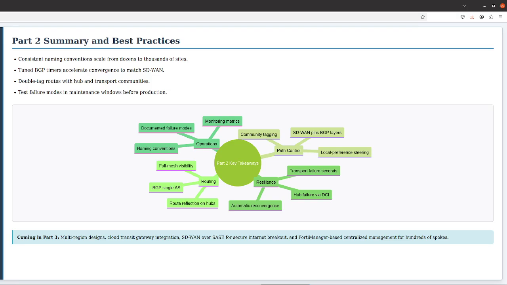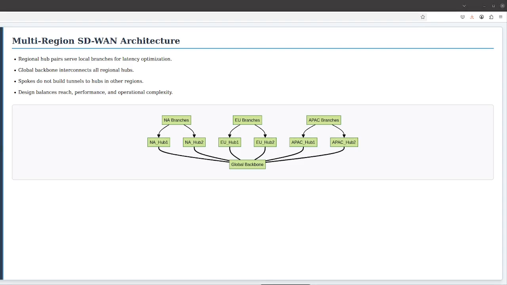Multi-region SD-WAN architecture. Welcome back to part 3 of the FortiGate SD-WAN multi-hub series. In parts 1 and 2 we built a dual hub design with full BGP routing and failover behavior.